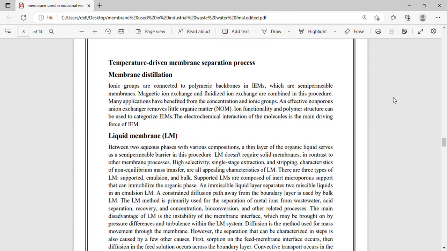The last one is the temperature-driven membrane separation process, and it includes membrane distillation.